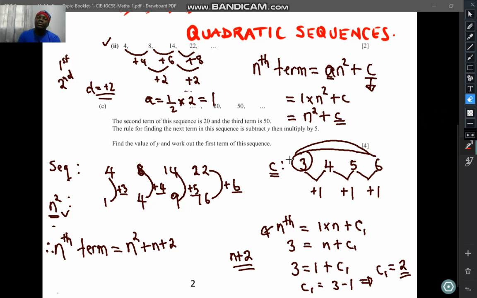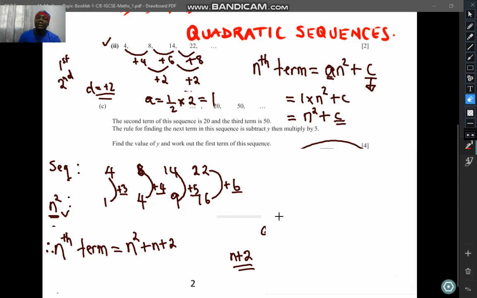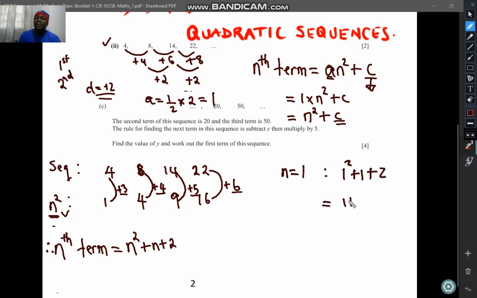So I'm going to erase this to just leave some room for some proofs if you want. So you can see right away that if we want to prove that this formula is working, let's see what it's going to give us when n is equal to 1. When n is equal to 1, this formula is going to give us 1 squared plus 1 plus 2, which then gives us 1 plus 1 plus 2, which is equal to 4. And if you look at this 4, it's the same as the given 4 there.